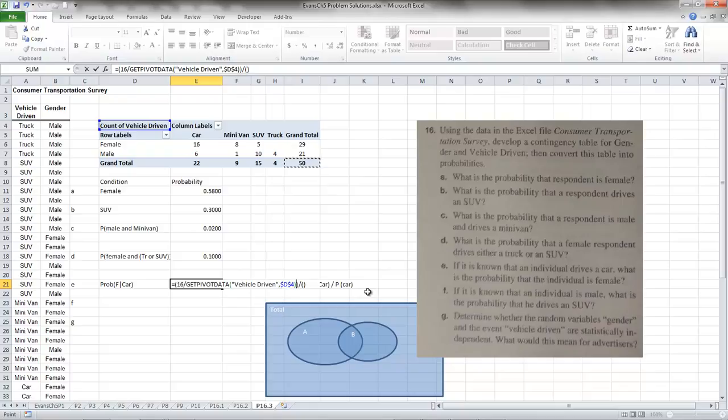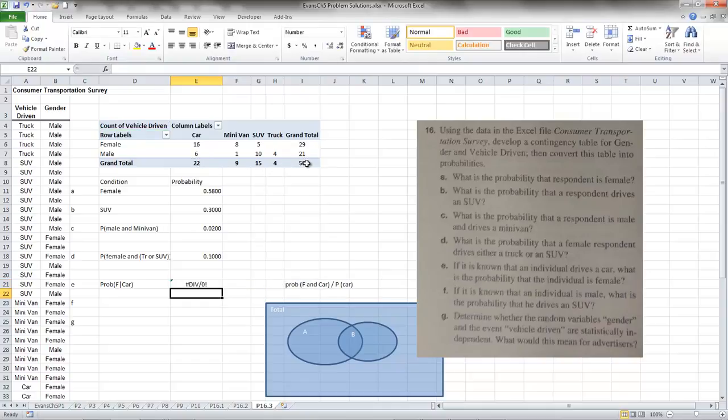a female driving a car, and we need that over the probability that it's a car. The probability that it's a car is a total of 22 over the total set, and we got to divide by 0 there.